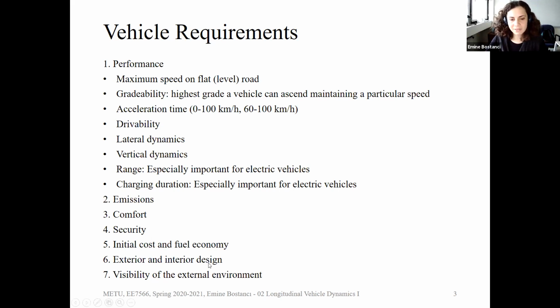And the design, how it looks, because we are going to define ourselves with our cars, and visibility of the external environment. This is how you can see the outside: the front window, side windows, back window. You can design the best vehicle in terms of performance and security, but if I cannot see what is happening outside, then I have a problem as a driver. So visibility is also very important.